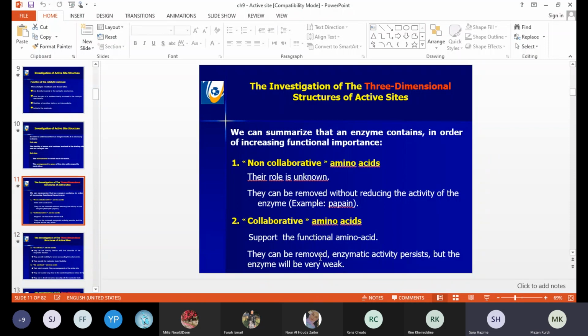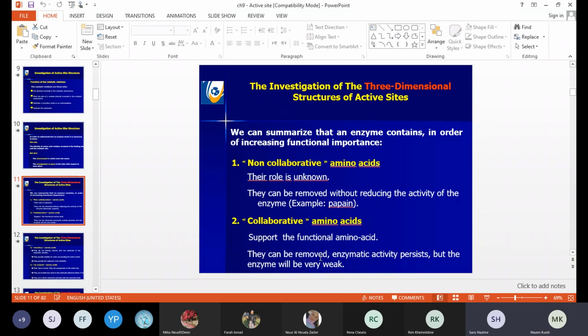So what are these amino acids present in this enzyme in general? Okay. We can summarize that an enzyme contains, in order of increasing functional importance, different types of amino acids. One, we can call some amino acids non-collaborative. What do we mean by non-collaborative amino acids? They are present for sure in the protein. Their role is unknown. They can be removed without reducing the activity of the enzyme.